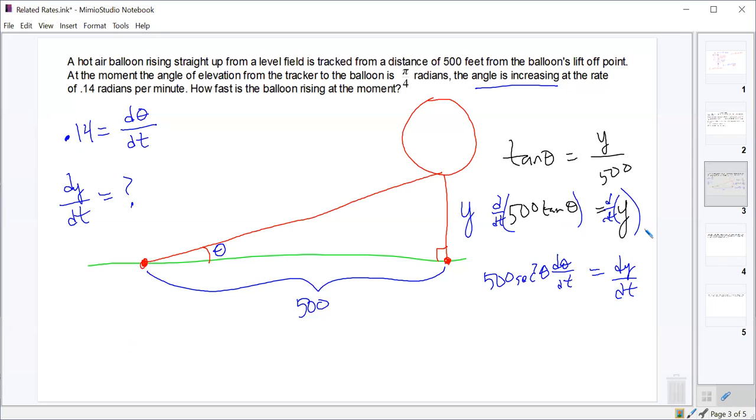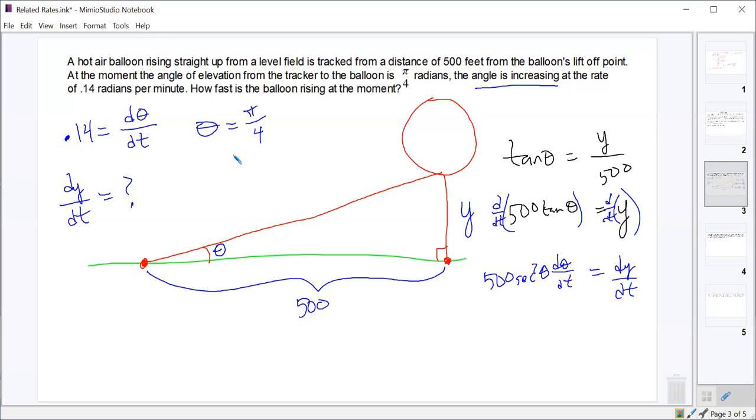Everybody good there or no? And that just comes down to the chain rule, right? That's exactly right. Okay. Cool. All right, so now we have 500 secant squared theta d theta dt. Well, do we know what theta is at the moment we're interested in? Pi over 4, right? Yep. Pi over 4.